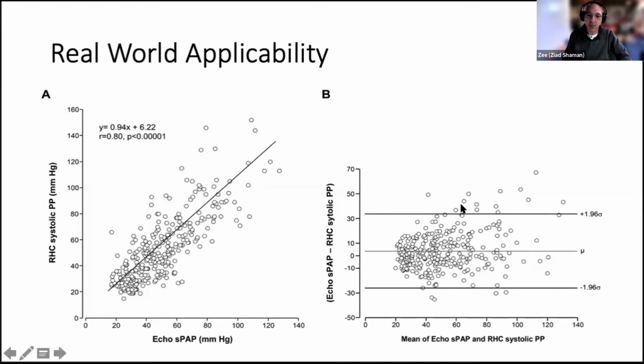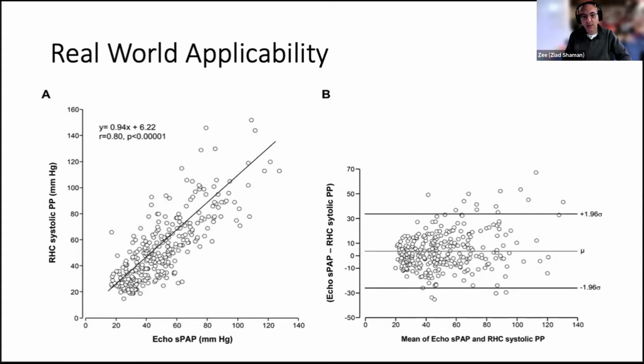And also a Bland-Altman plot shows that you are within 2 standard deviations, plus or minus relative to the mean, and the error in measurement between the pulmonary artery pressure estimate by echo versus right heart cath was only a few millimeters of mercury, although there is a wide spread here.